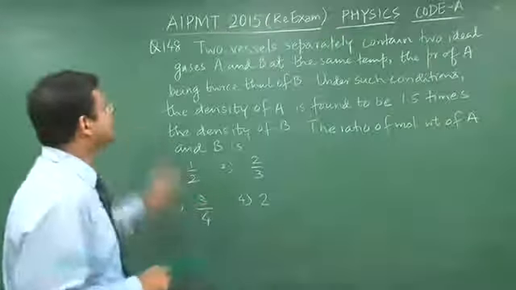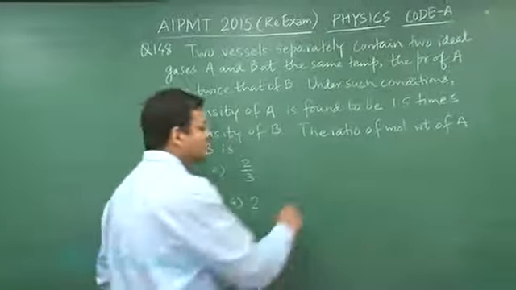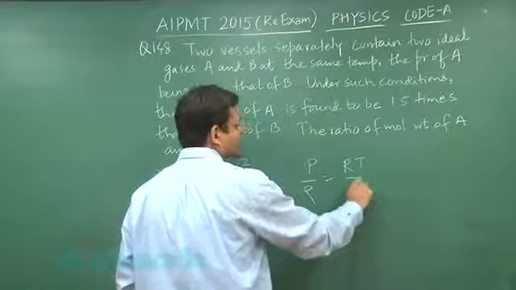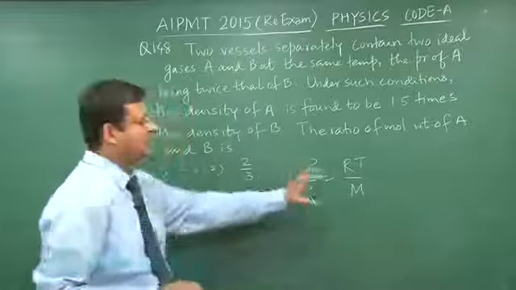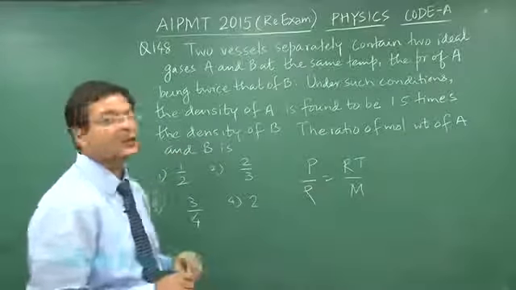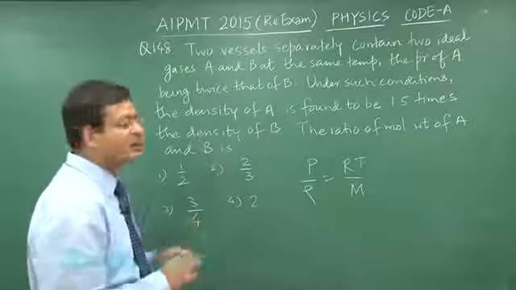Now this next question, that is question 148, is based on the ideal gas equation, but you will be using it in the modified form, that P by rho is equal to RT by M, because they want the ratio of molecular weight. Finally they want the ratio of molecular weight of A and B. You have been given two vessels separately containing two ideal gases. You have to compare the things.